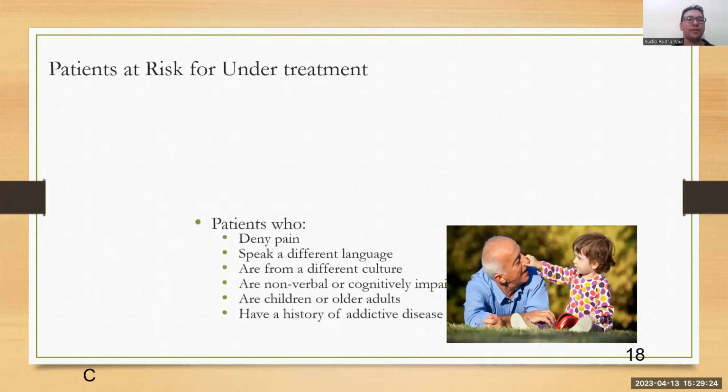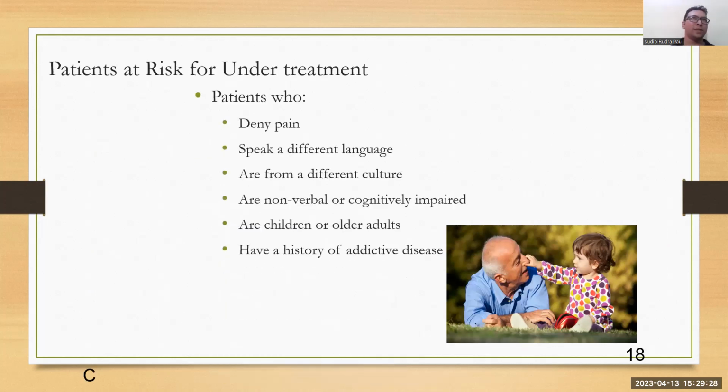Next, patients at the risk of under-treatment, like those who deny pain, or who speak a different language. Like if a patient is from Manipur, and went for treatment to Kerala or maybe Tamil Nadu, and speaks only the Manipuri language, nobody can understand the patient is having pain, no? So speaking a different language, or being from different cultures. From different cultures means sometimes we tell them, this is the painkiller, you always take after meals. But some patients have the habit of fasting on Monday. Now Ramzan is going on. The patient is not taking food the whole day. So they will not take the painkiller because you told them the painkiller has to be taken after meals only. So this patient is at risk of under-treatment.